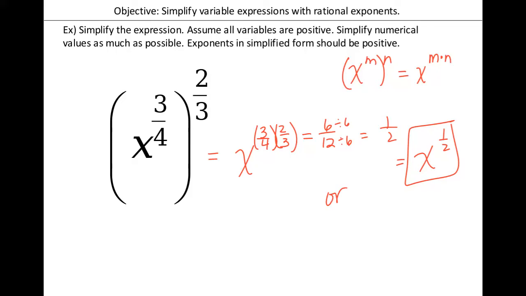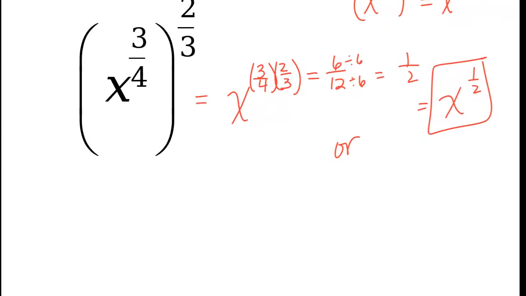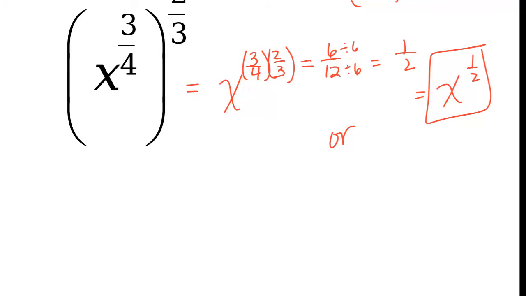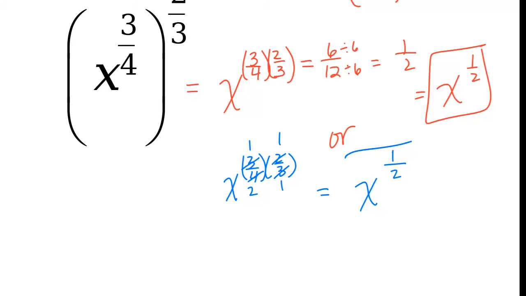Or I suggest doing it this way because sometimes you might end up with bigger fractions and you might not be able to simplify with bigger fractions. So you can do x to the 3/4 times 2/3 and cross cancel before you multiply. So like here, 3 goes into itself once, 3 goes into itself once. And then 2 goes into itself once and into 4 2 times. Then you can multiply: x to the 1 times 1 is 1, 2 times 1 is 2. So you get the same answer.